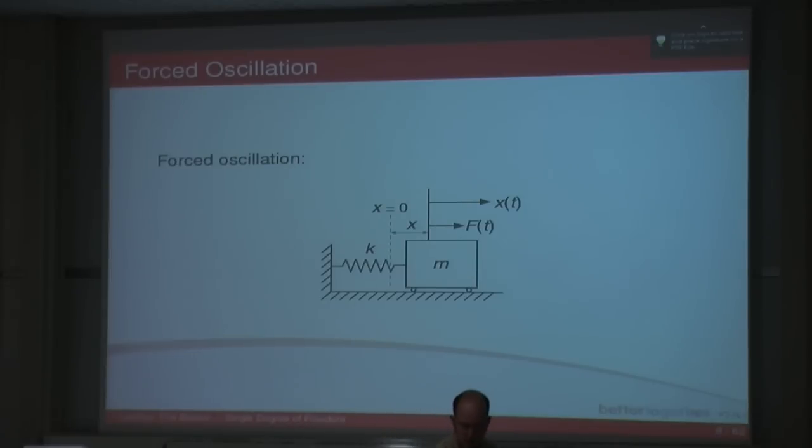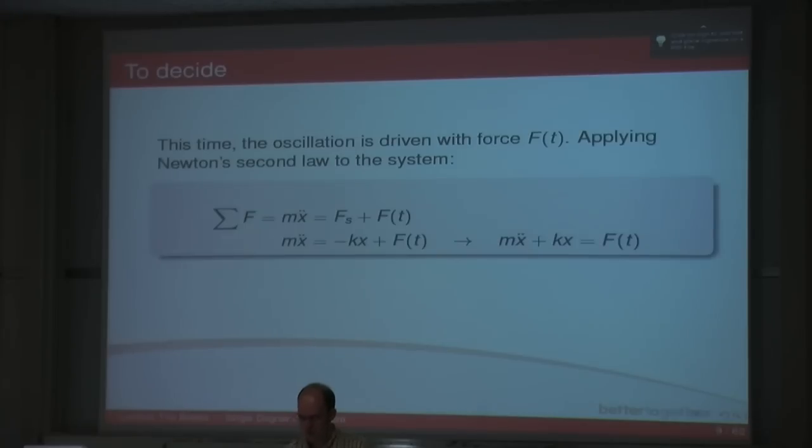Forced oscillation. Well, I've got the same system here: spring, mass. I've moved the mass from the equilibrium position by a distance of x, but I'm also applying a force to that mass. We're going to talk in chapter 3 about different types of forcing functions, but here it's going to be quite basic. So the force is defined by f of t, a function of time, and in this situation, Newton's second law gives m x double dot equals f_s plus f of t.